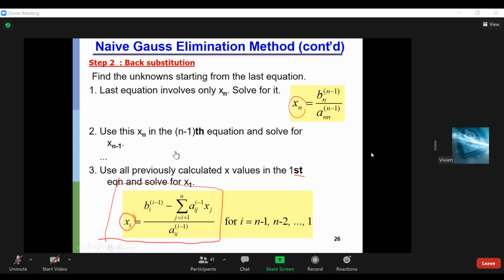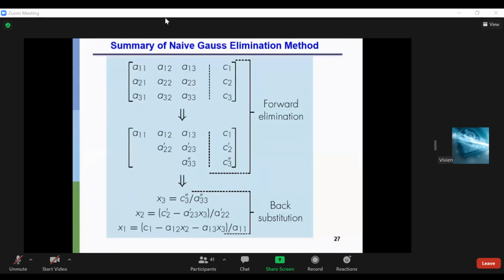But actually the algorithm is very simple. Okay, so this is what we do. The first stage is forward elimination.